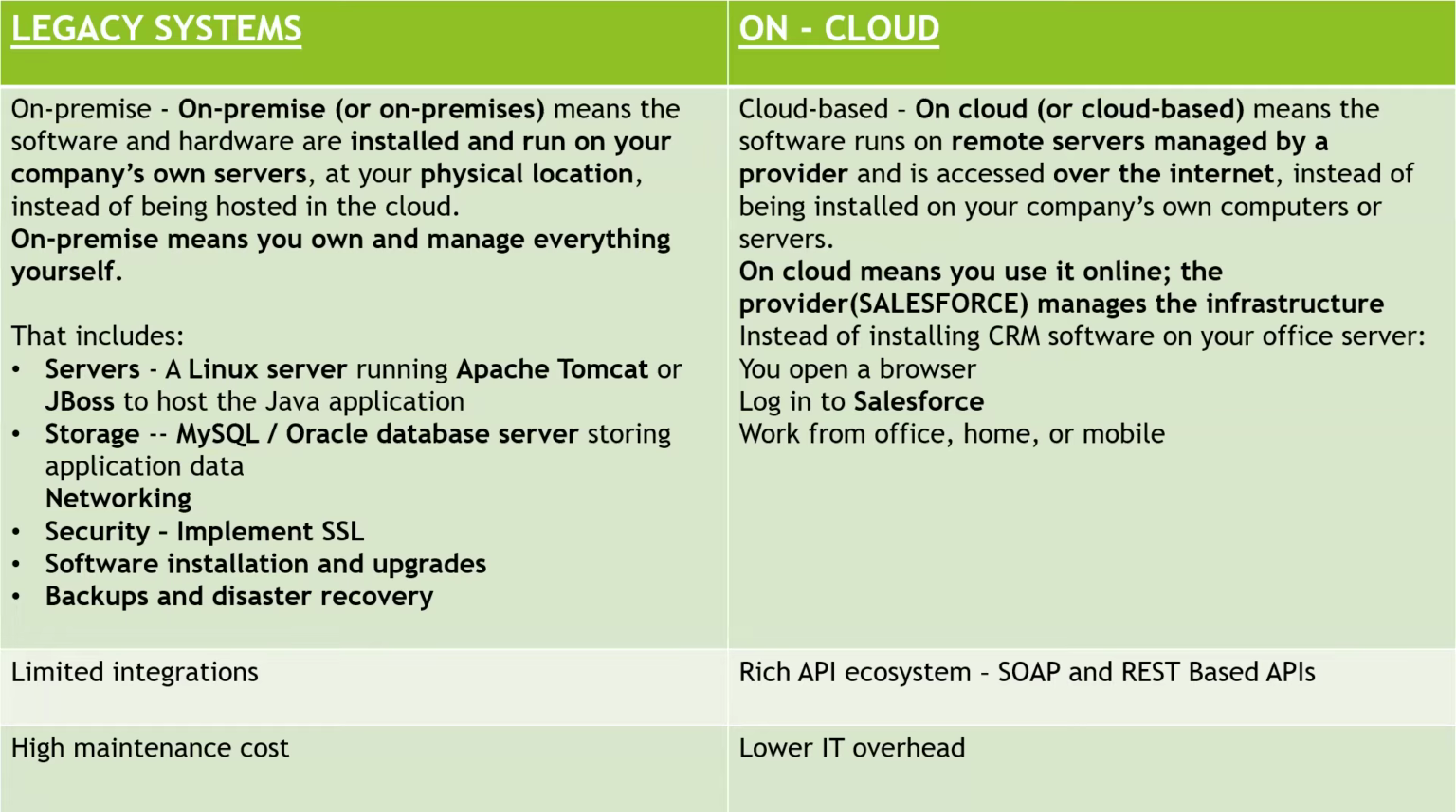Okay, so after that a new invention came in, wherein we just talked about on cloud, where we are right now, and we are one step ahead. Now we are using AI, right? So what is on cloud? On cloud means the software runs on a remote server managed by a provider and is accessed over the internet instead of being installed on your own computer or server.